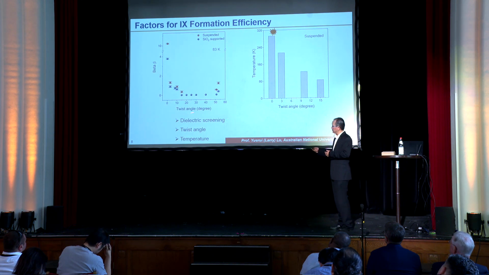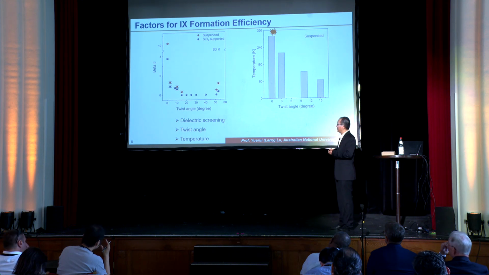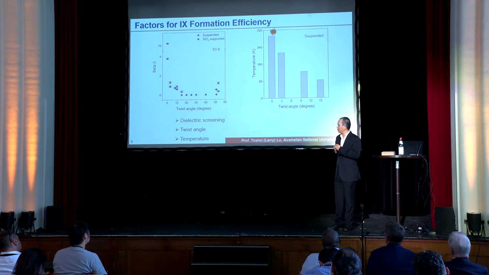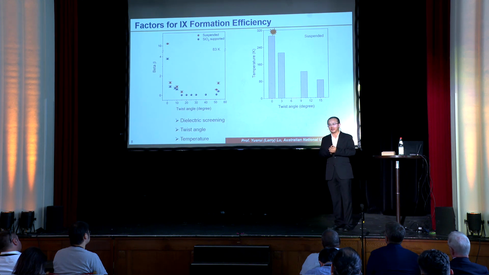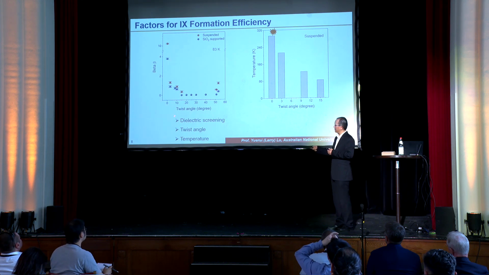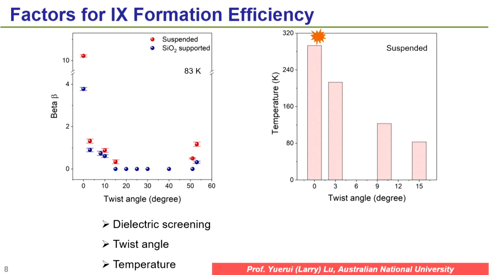So here we introduce the third knob, the dielectric screening. We demonstrate that the dielectric screening can play a very important role in the formation of the interlayer exciton. So this is very important. Previously, as I mentioned, people always needed to cool down the sample to cryogenic temperature to see the interlayer excitons. But now if you want to raise the temperature, then you need to optimize the other two parameters. So that's what we did here.